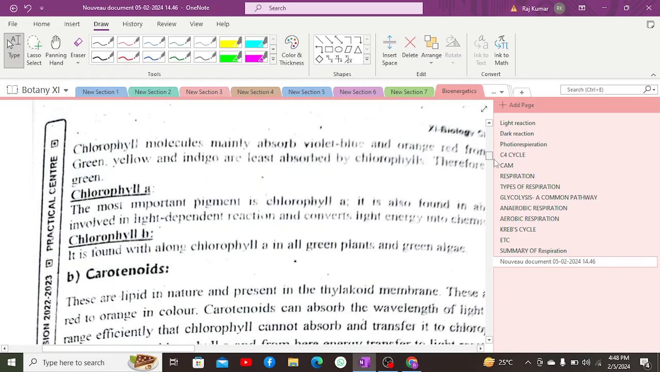Chlorophyll molecules mainly absorb violet, blue, and orange-red light, in the spectrum range of 430 to 670 nanometers. Green, yellow, and indigo are least absorbed by chlorophyll, therefore the leaves appear green.